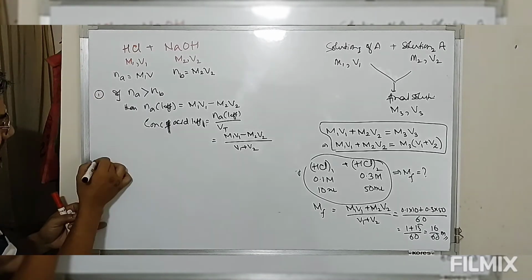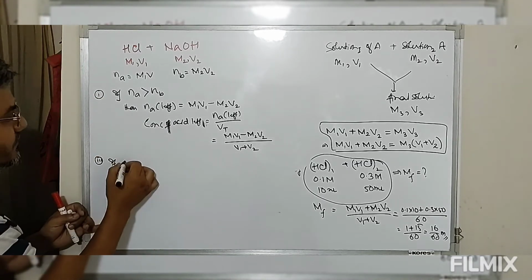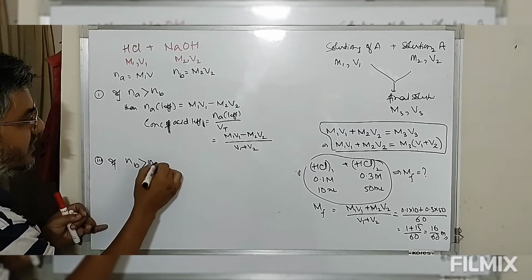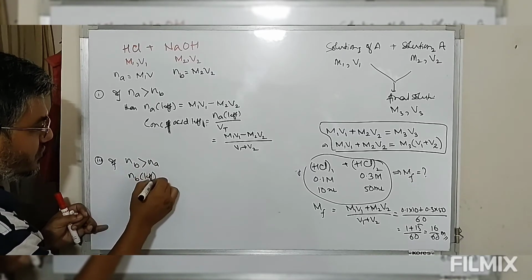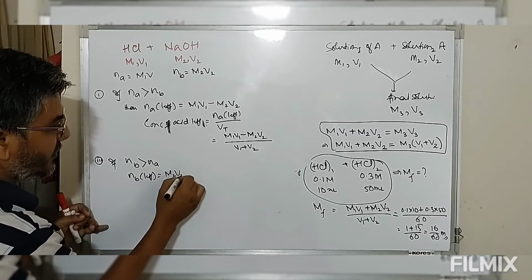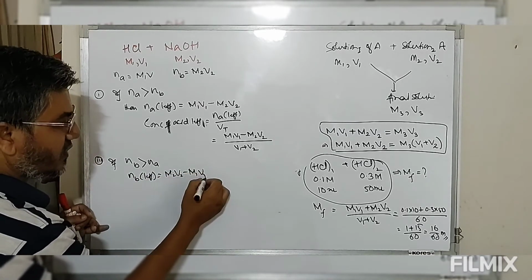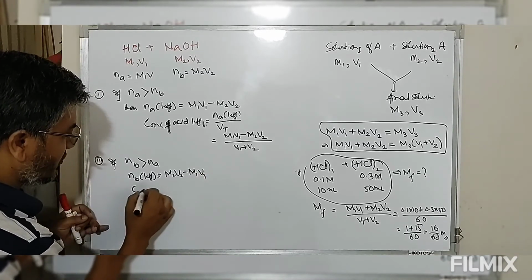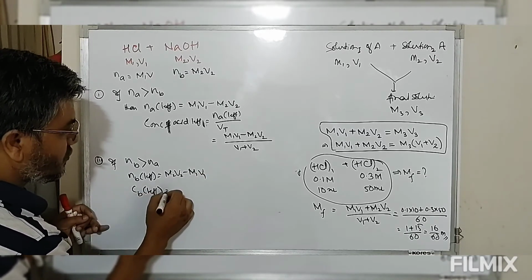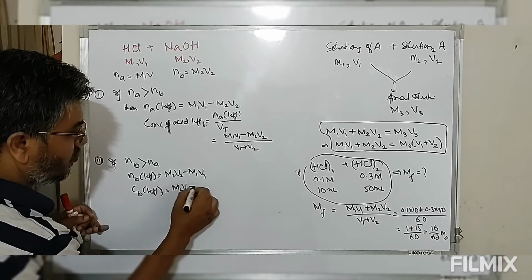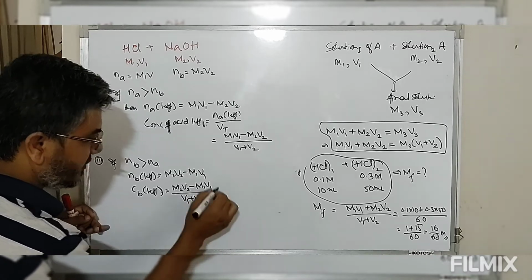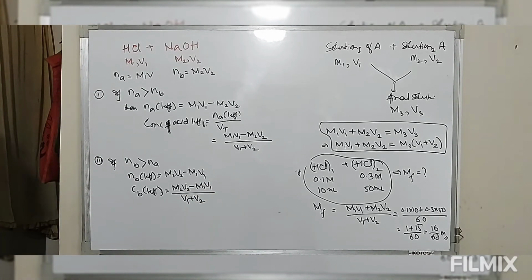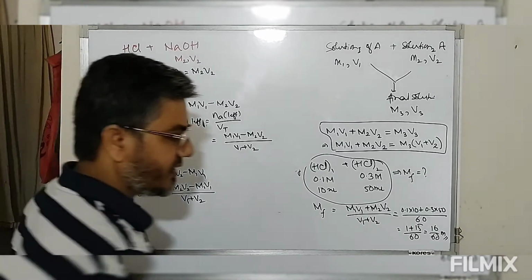V2. Similarly, look at this, if the number of moles of base is greater than the number of moles of acid, then the number of moles of base left will be equal to M2V2 minus M1V1. Therefore the concentration of base left will be equal to M2V2 minus M1V1 divided by V1 plus V2. So this is how we define it if we have a mixture of acid and base. Let me explain this by using an example here.